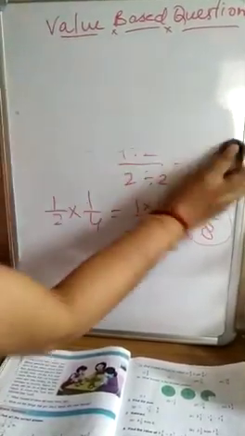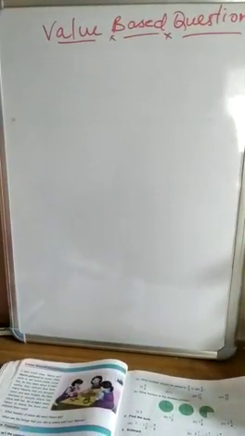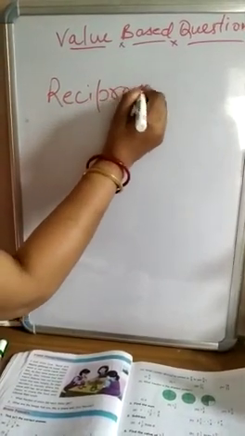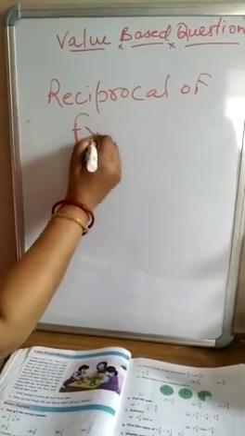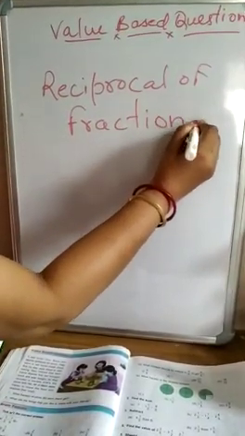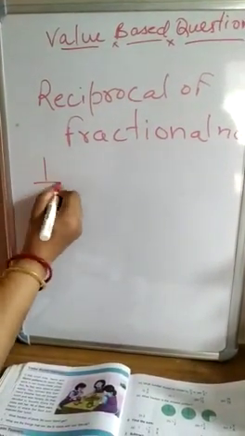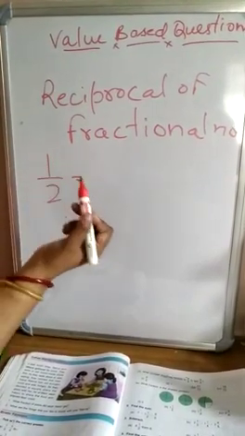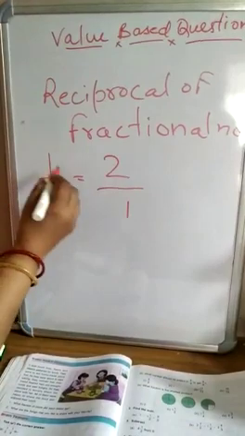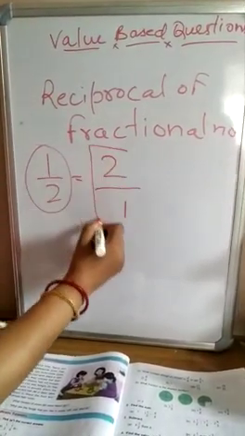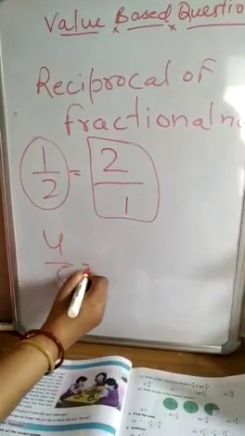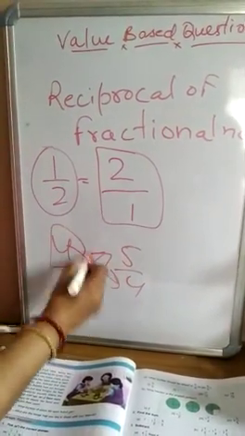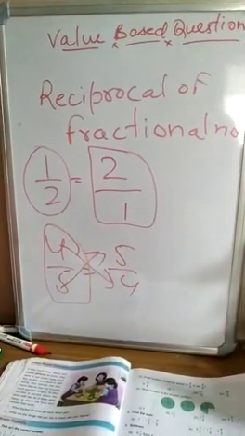Now come to the reciprocal. Reciprocal of a fractional number. What is the reciprocal? Next topic, reciprocal. Here we interchange the position of numerator and denominator, and we get the reciprocal. Numerator will become denominator and denominator will become numerator. So reciprocal of 1 by 2 is 2 by 1. Reciprocal of 4 by 5 is 5 by 4. So numerator becomes denominator and denominator becomes numerator, interchanging their positions.